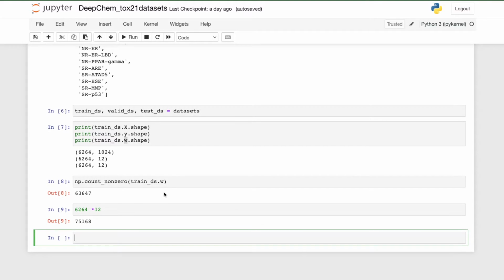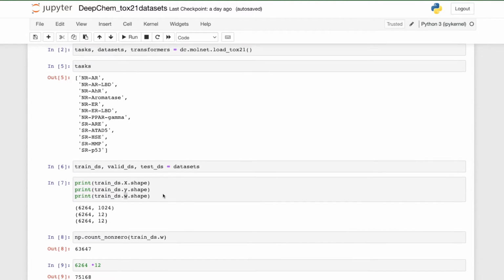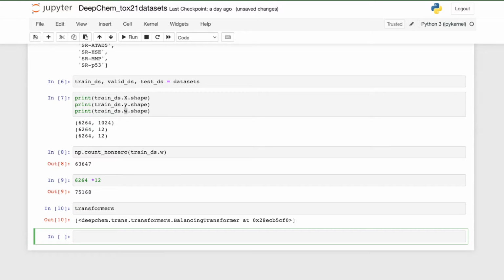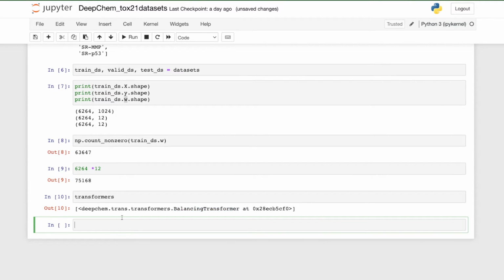All right, so that's about understanding data sets. And you can look at the transformers. If you click transformers here, you can see the transformer that's used is called balancing transformer. So it creates the data sets in a much more balanced way with proper weights there. That's pretty much it.